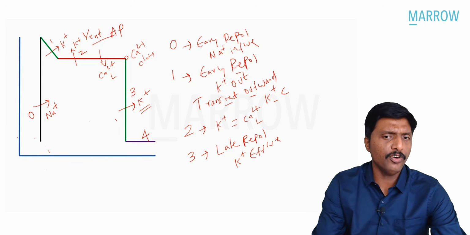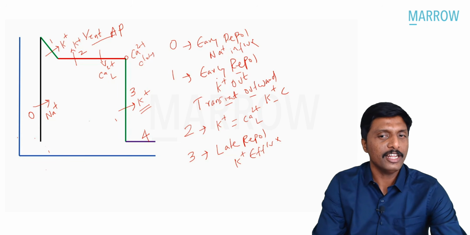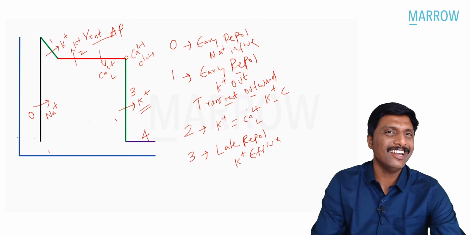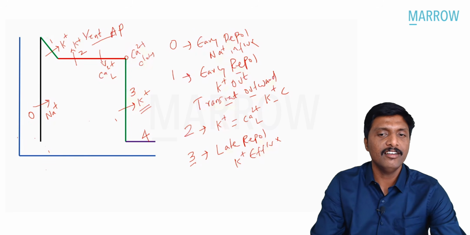What we have seen so far: phase 0, early depolarization, sodium influx. Phase 1, early repolarization, potassium efflux, transient outward potassium currents. Then we have phase 2, plateau, potassium moving out is balanced by L-type calcium current coming inside. Then we have phase 3, late repolarization, where potassium ions are still moving out.